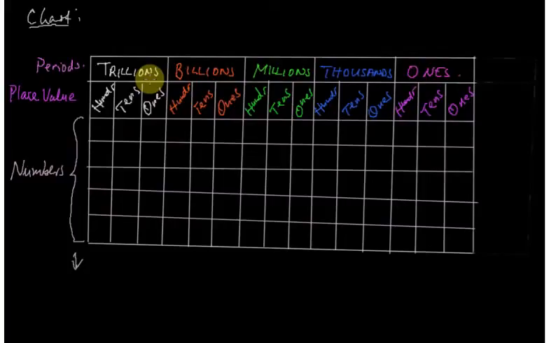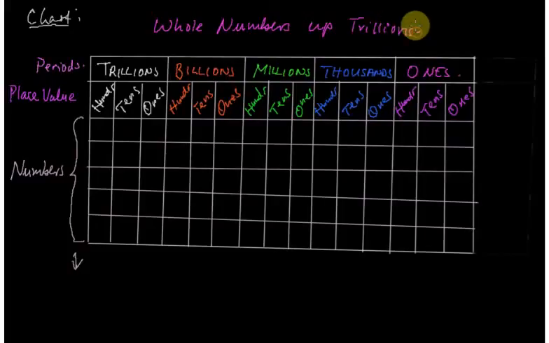So this is a chart which helps us read whole numbers up to trillions. This will help us to read numbers up to 1 trillion, as well as assign the place values in these numbers, and also understand the periods and how the names of a number change from right to left. After every three digits, the name will change. It will either be ones, like 1. If we have 1 here, it will be just 1.